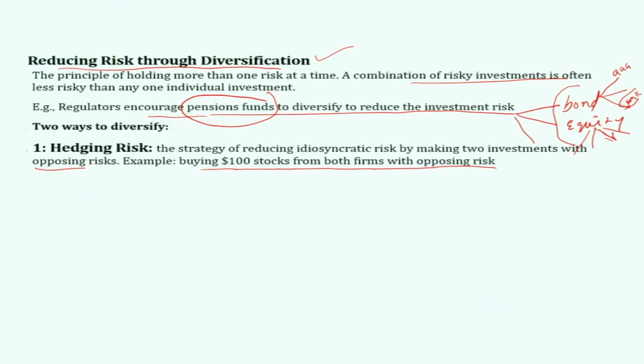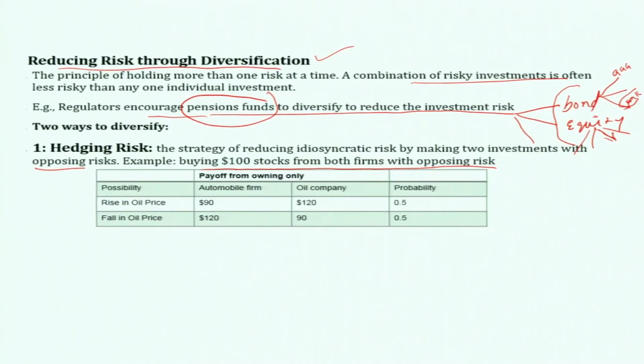Opposing risk, for example, we have seen that when there is an increase in the price of oil, some sectors benefit. For example, the energy companies benefit, their stock price increases when there is an increase in oil price, right? At the same time, automobile stock prices will decline because of the increase in oil price, because the cost of production increases, and not only that, the cost of operating increases, and people won't be buying, the demand for automobiles will decline when there is an increase in petrol price, and as a result their sales will decline, and the stock price will also decline. So look at these two examples, both firms with the opposing risk.